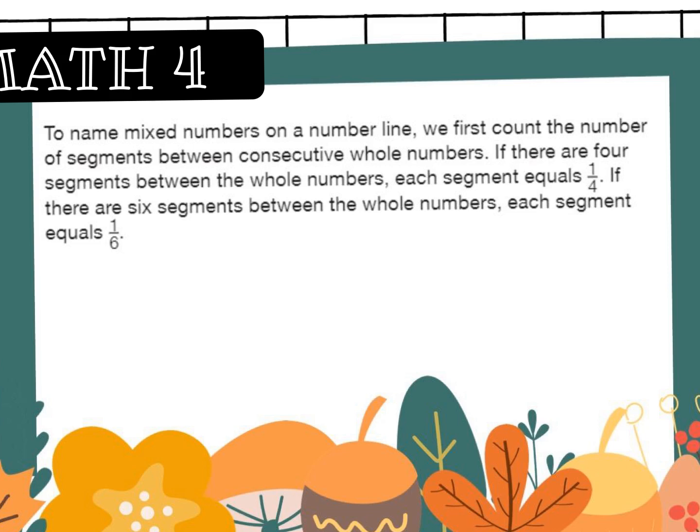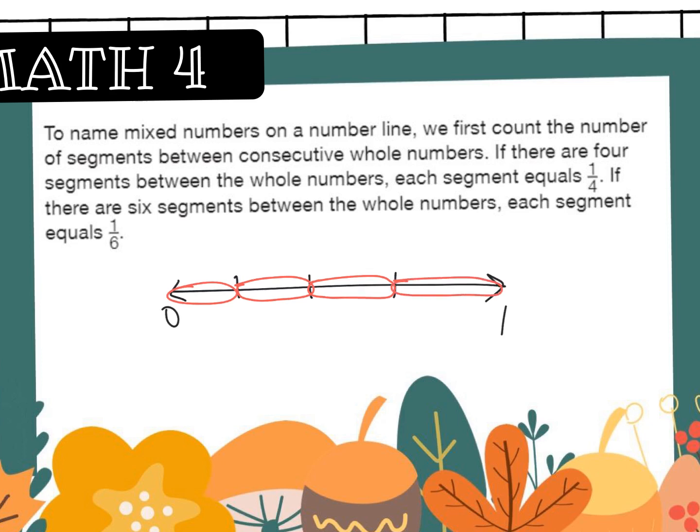So what does that look like? Well, here's a number line. If I'm looking at the first part where it says if there are 4 segments between the whole numbers, say 0 and 1, and I have 1, 2, 3, 4, then that means that this is a segment here, this is a line segment here, this is a line segment here, this is a line segment here. So what that is showing is that each segment equals 1/4, okay? Imagine the same thing, but this time broken up into 6 segments. That means each section would be a sixth.